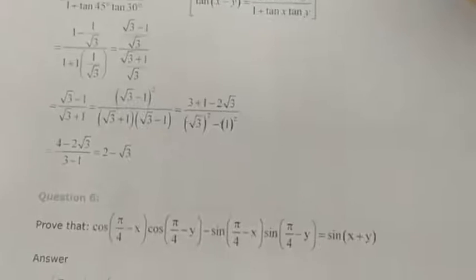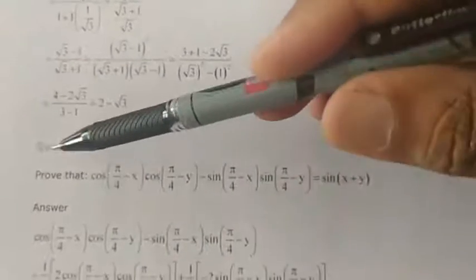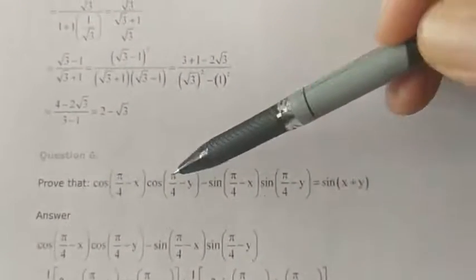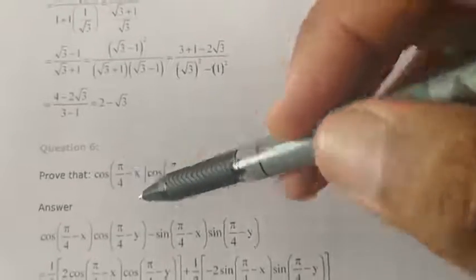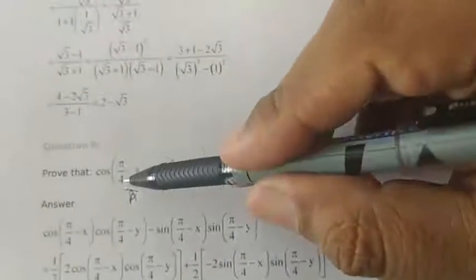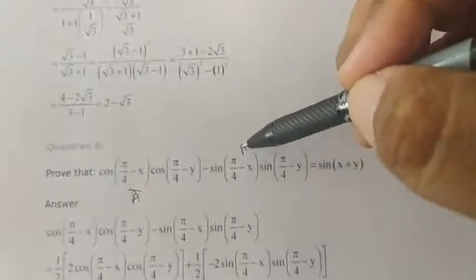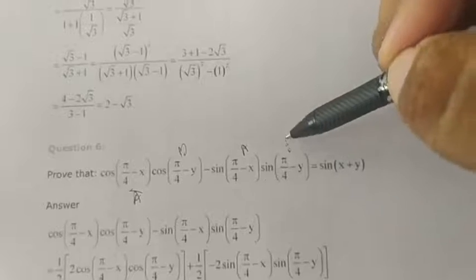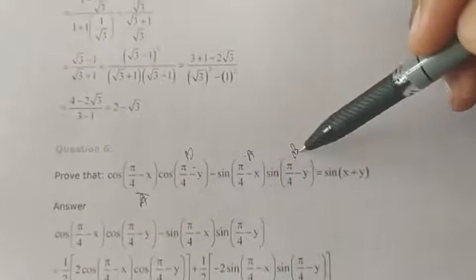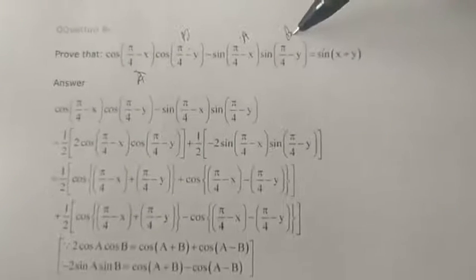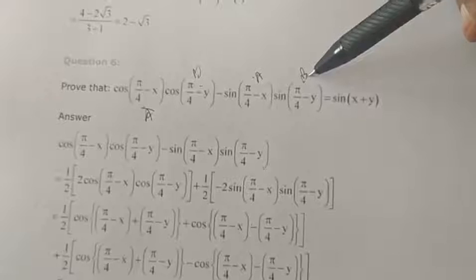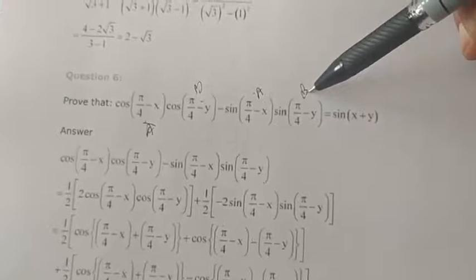You have to learn the formulas. Prove that cos(π/4 − x) − sin(π/4 − x)... equal to sin(x + y). You have to see here: let's suppose this is A, and π/4 − x, that is also A. If it is B, that is also B. Then you will apply cos A cos B minus sin A sin B. That will be cos(A − B). You can find cos(A + B). You will put directly the formula cos(A + B).